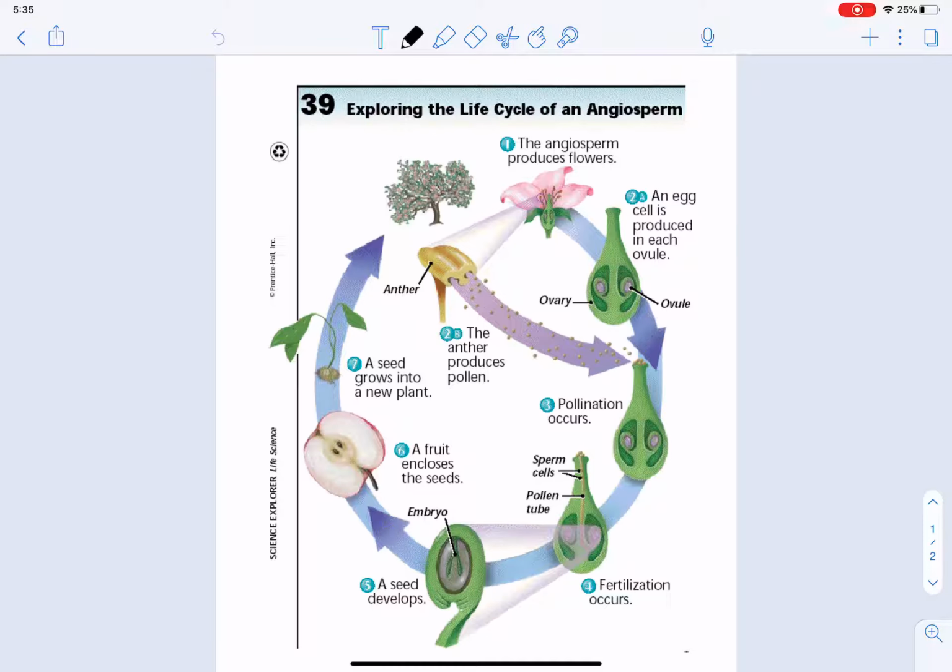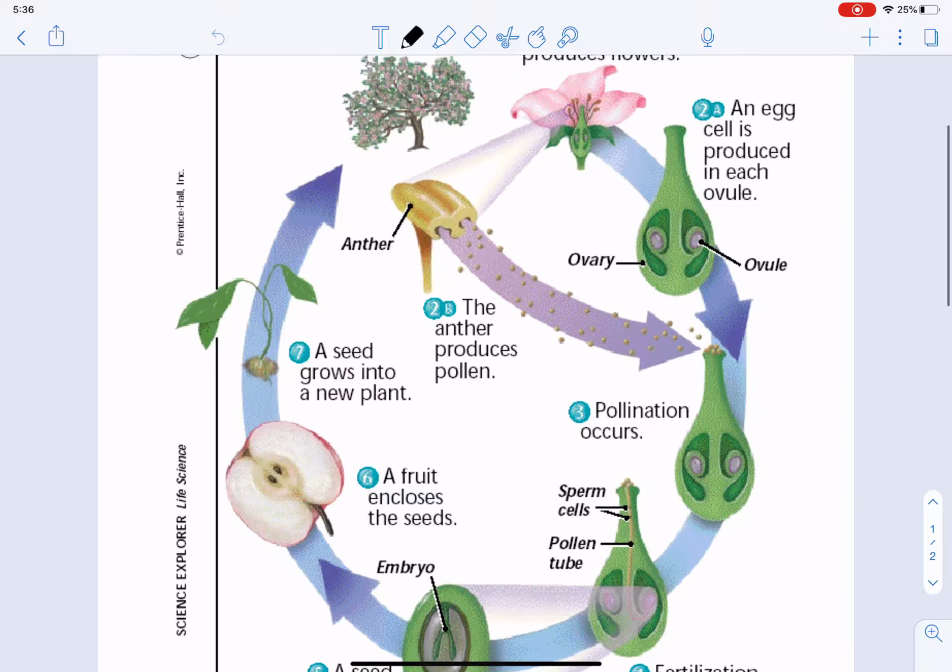Hey everyone, this is a diagram of the life cycle of an angiosperm, but for our purposes, we want to just think about it as the life cycle of plants. Okay, we'll talk more specifically about angiosperms and gymnosperms throughout this unit, but we're going to begin our tour of the plant with a seed.